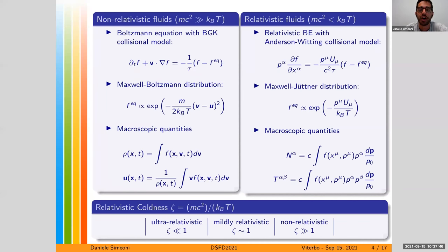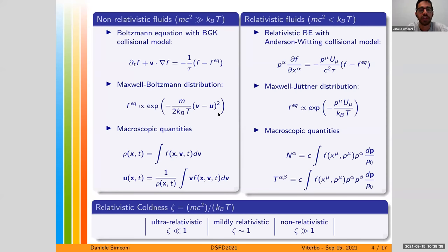So now that we have the reasons why we are doing what we are doing, let me jump to a side-by-side comparison of relativistic kinetic theory or relativistic hydrodynamics with respect to the classical ones. You see, the starting point is more or less the same. Of course, now you have to express everything within the language of special relativity, so you have a Boltzmann equation and still a relaxation time approximation for the collision integral, but this time the approximation is called the Anderson-Witting collisional model, and it's slightly modified. You do have a different equilibrium distribution, the Maxwell-Jüttner distribution.